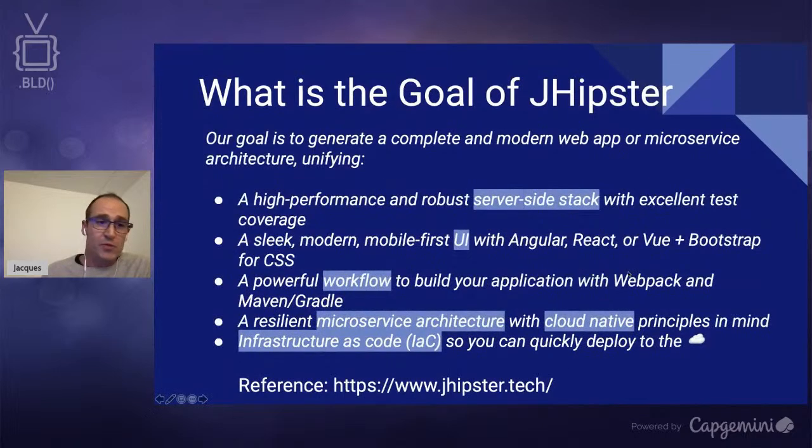So what is the goal of JHipster? This comes from the website, and I'm pretty much going to read it verbatim. Our goal is to generate a complete and modern web app or microservice architecture unifying a high-performance and robust server-side stack. That's very important. It's got a big focus on the backend. Then on the front end, it's got a focus on a sleek, modern, mobile-first UI with either Angular, React, or Vue, and also using Bootstrap.